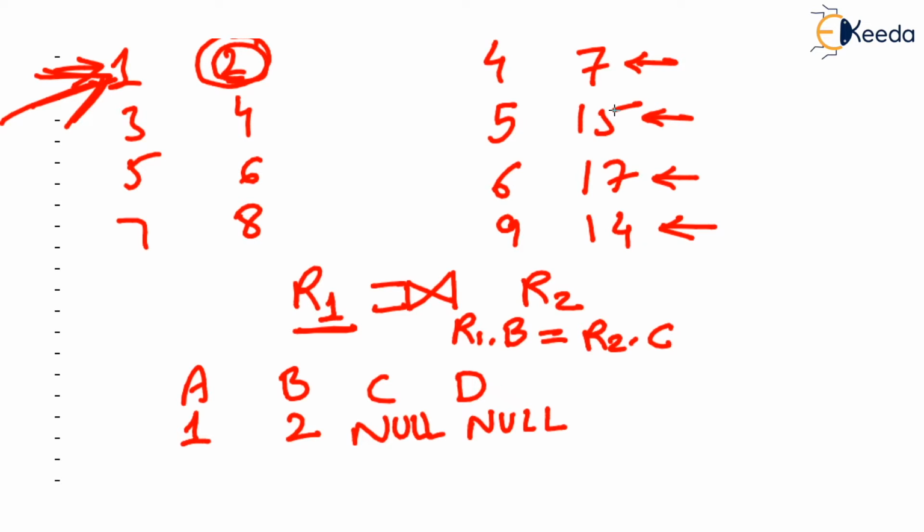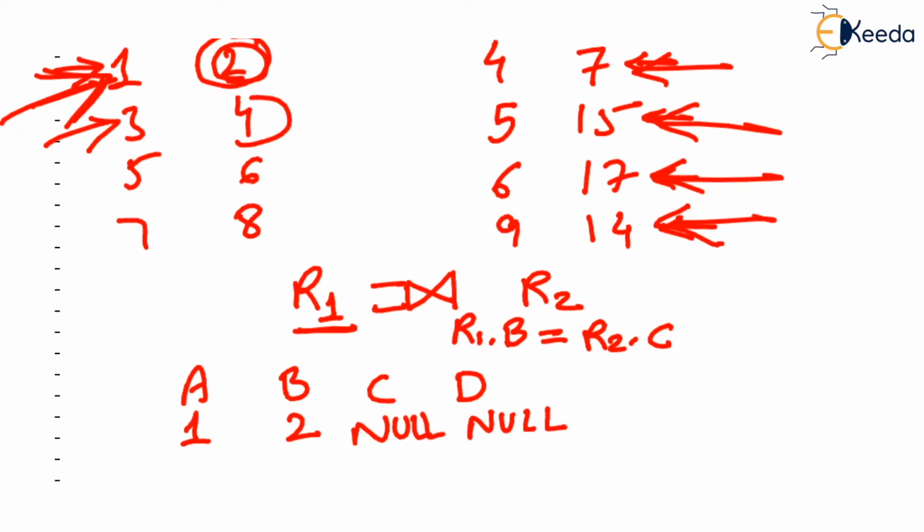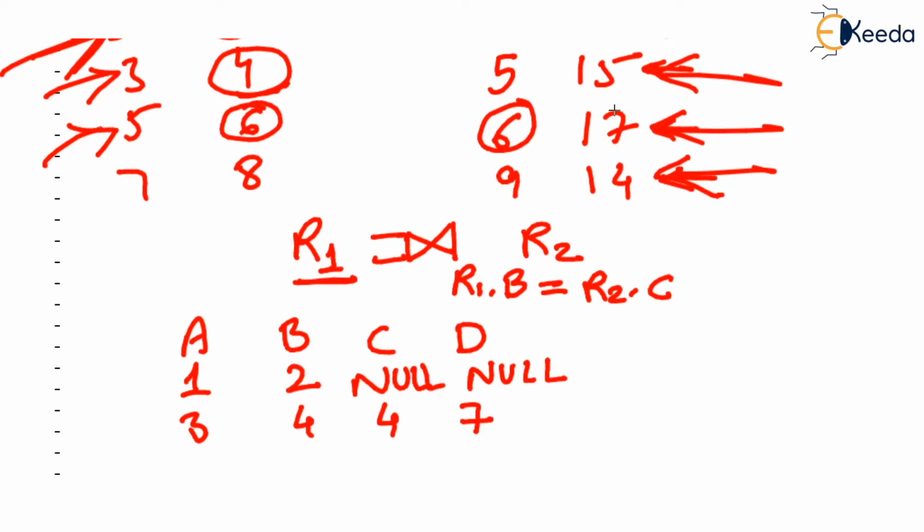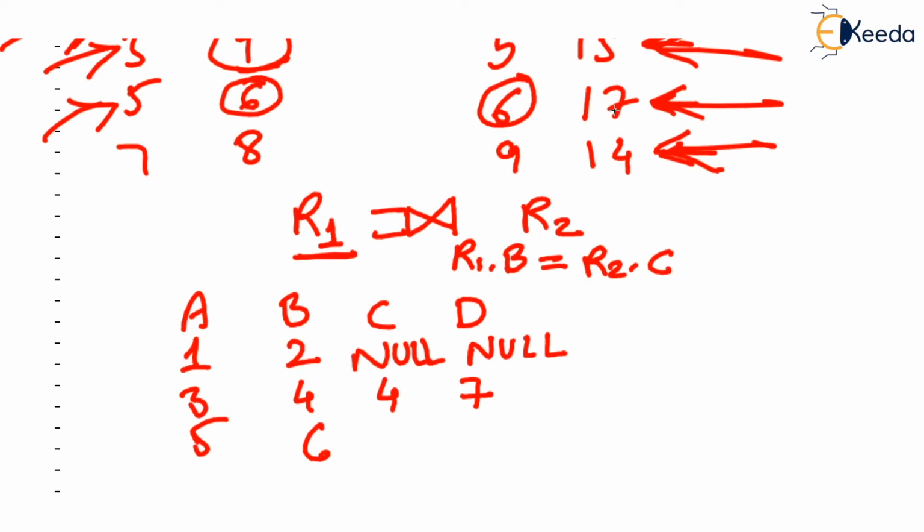Let's continue with R1. Here is the next row, 3, 4. It will be joined with every row of R2 again due to cross product, isn't it? But then it will check, is this value of B matching anywhere with C? Yes, it matches over here. So 3, 4 will be listed along with the match found, that is 4, 7. This is like the usual inner join, isn't it? What about 5, 6? 5, 6 will again be joined with all the rows, and look at this. This 6 gets a match under C over here. So 5, 6 obviously will be listed as 5, 6, 6, 17.